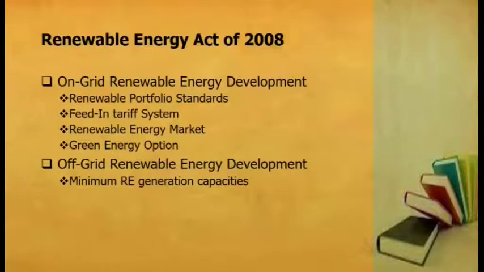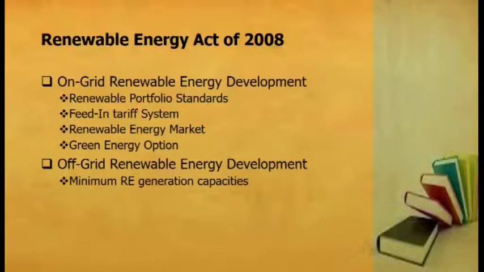Renewable Energy Act of 2008. First, the on-grid and off-grid renewable energy development. On-grid refers to an electrical system composed of interconnected transmission lines, distribution lines, substations, and related facilities for the purpose of conveyance of bulk power. Renewable portfolio standard refers to a market-based policy that requires electricity suppliers to source an agreed portion of their energy supply from eligible resources or renewable energy resources.